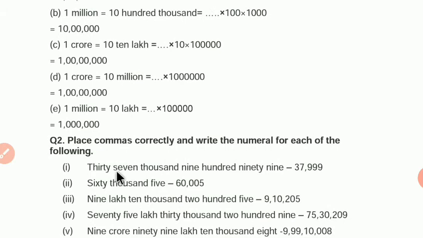Now we will use the Indian and international systems in this question. Question number 2. Place commas correctly and write the numeral for each of the following. First one, 37,999.